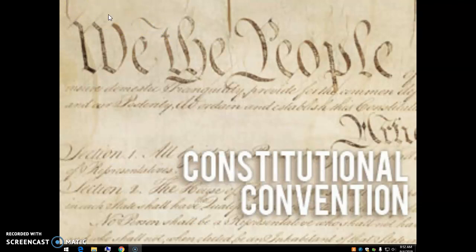We're going to see the debates. We're going to see the compromise. We're going to see how we actually get to the Constitution itself.